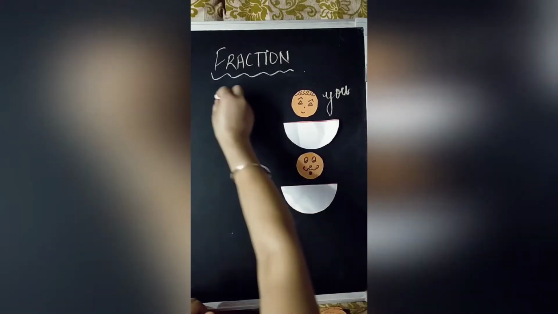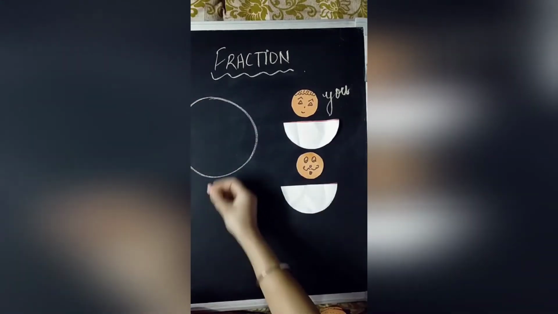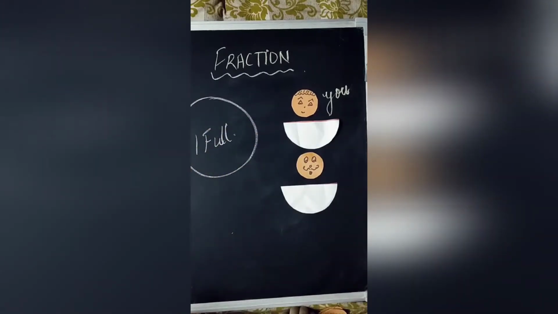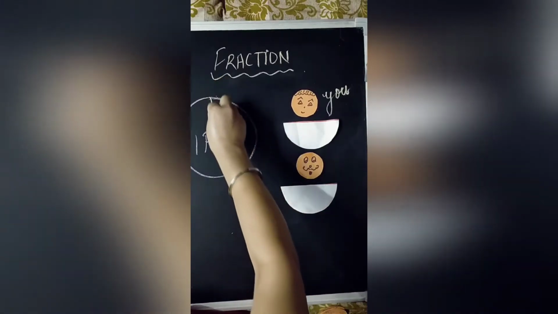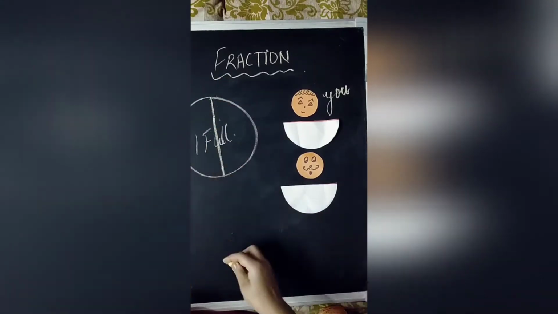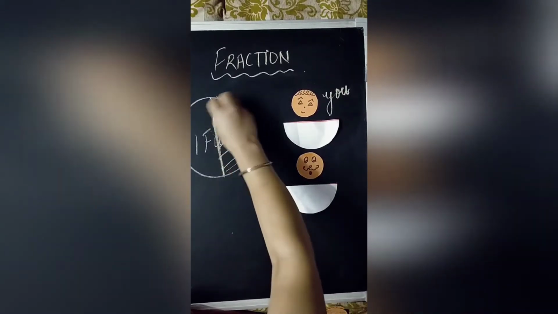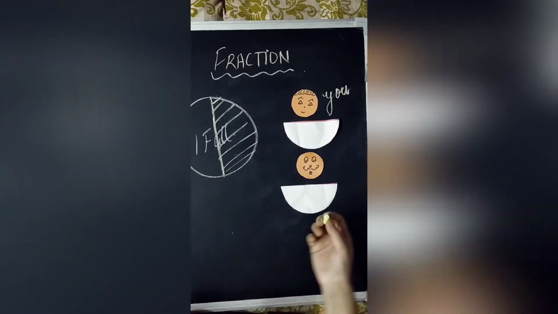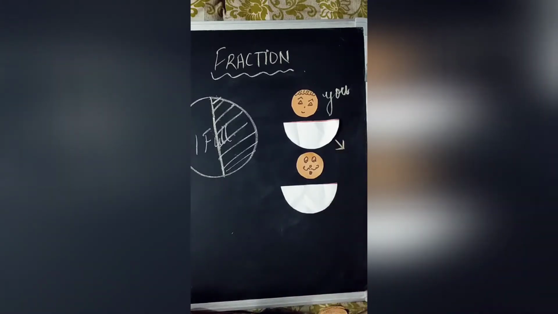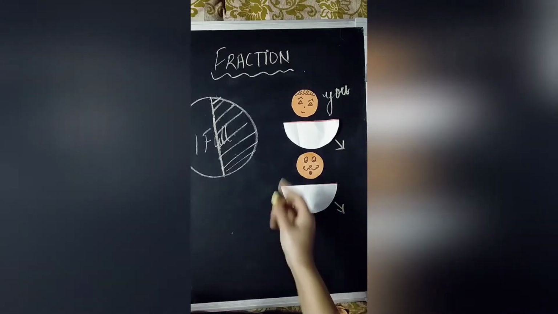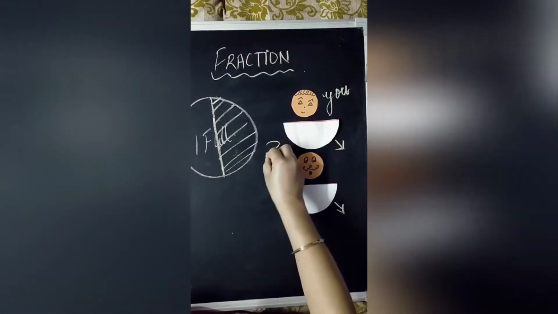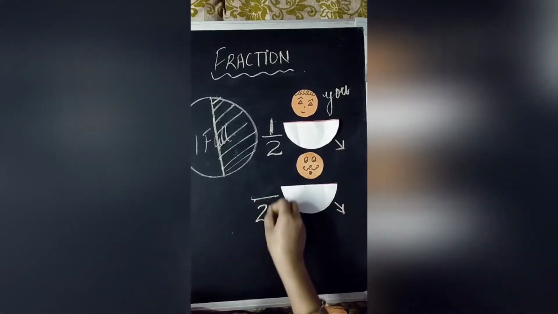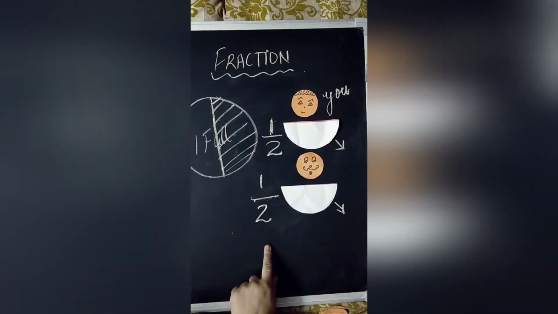Now this was the pizza. How will we name it? It is one full pizza. Yes, you have ordered one full pizza. What did you do? You made its two parts. You gave one part to your friend and one part you kept for yourself. So how will we name this piece size? How many parts have we made? 2. And how many parts are you eating? 1. He's also eating 1 out of the 2 equal parts.